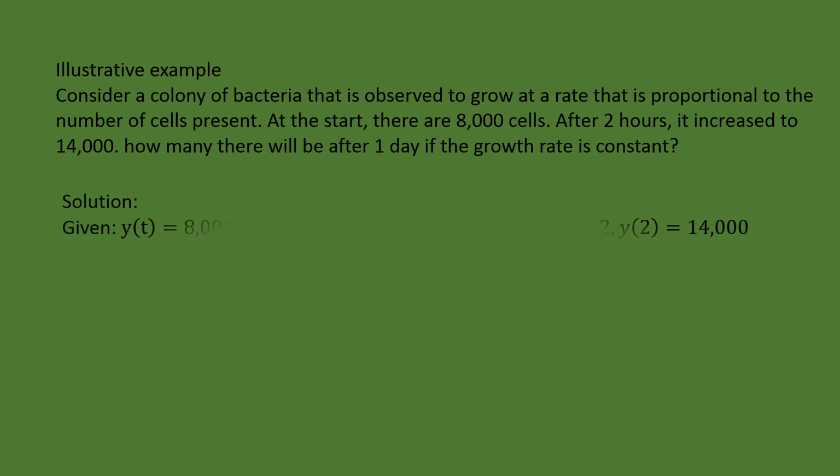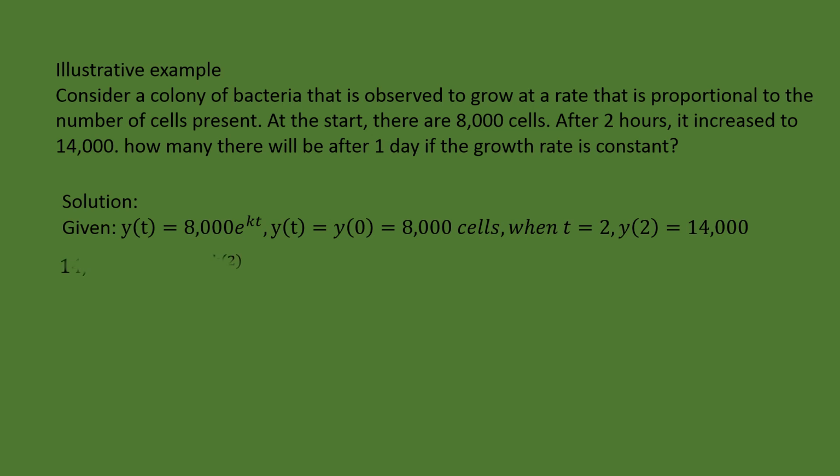So of course, let us now have the given y of t. We know that our initial population, with t equal to 0, is 8,000, as described in the problem at the start. So we have y of 0 is equal to 8,000, or y of t is equal to 8,000 times e raised to the power of k times t. After that, with t equal to 2, we have y of 2 is equal to 14,000. That is actually being described in the problem: after 2 hours, it increased to 14,000.